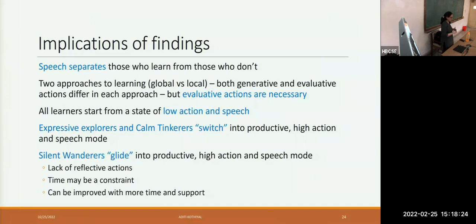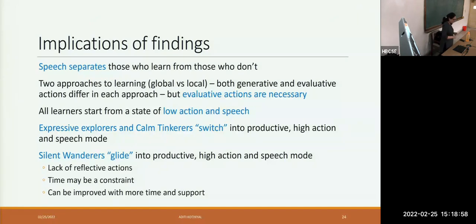And then it tells us that all learners start in a state of low action and speech. So it's okay. They will take some time to get used to the activity. But the important thing is that one of the features of people who learn is that they switch into a productive mode. And by productive, I mean, I'm calling it an aha moment, but we don't know exactly what happened. But definitely what we know is that they switched into a mode in which they were speaking more and acting more. And that is productive.